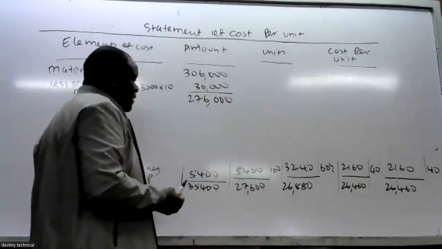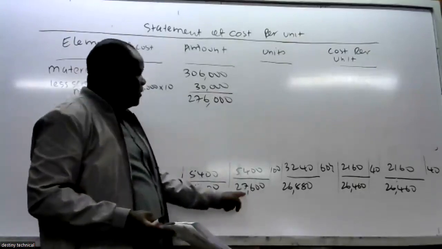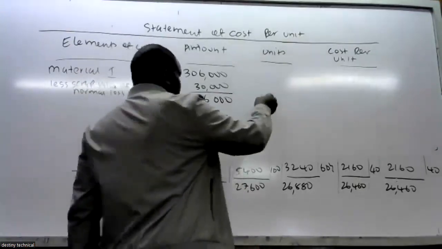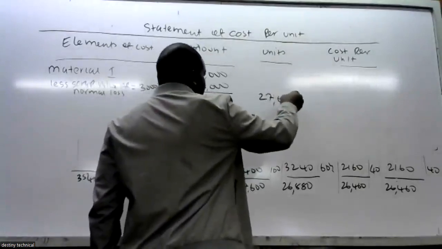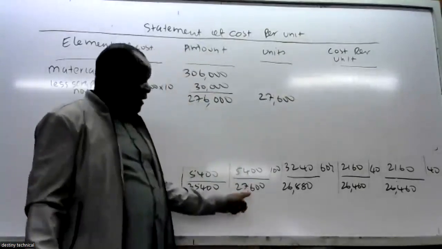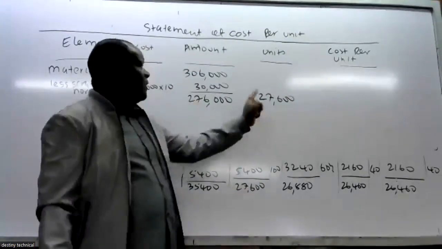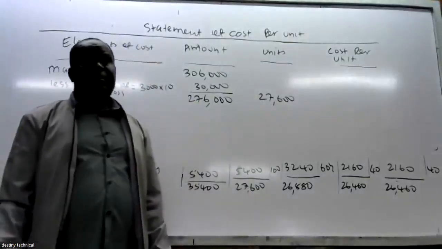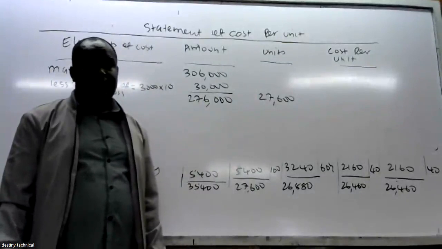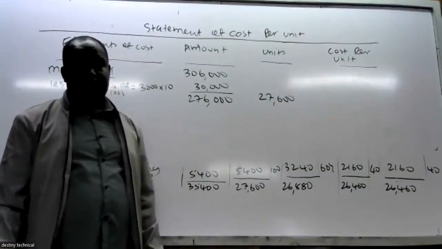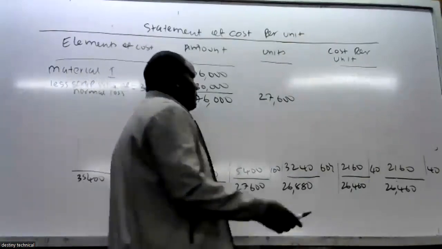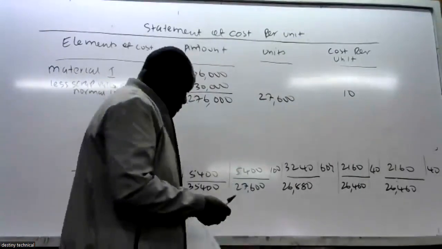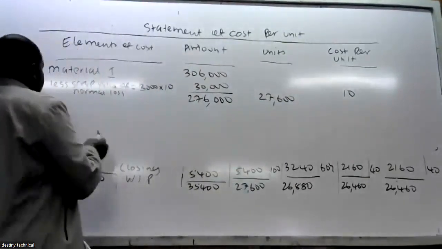Then the equivalent units for material one. Remember this figure, it is 27,600. The units are these ones. So when you take this and divide by that, what should be the cost per unit? Then we go to material 2.